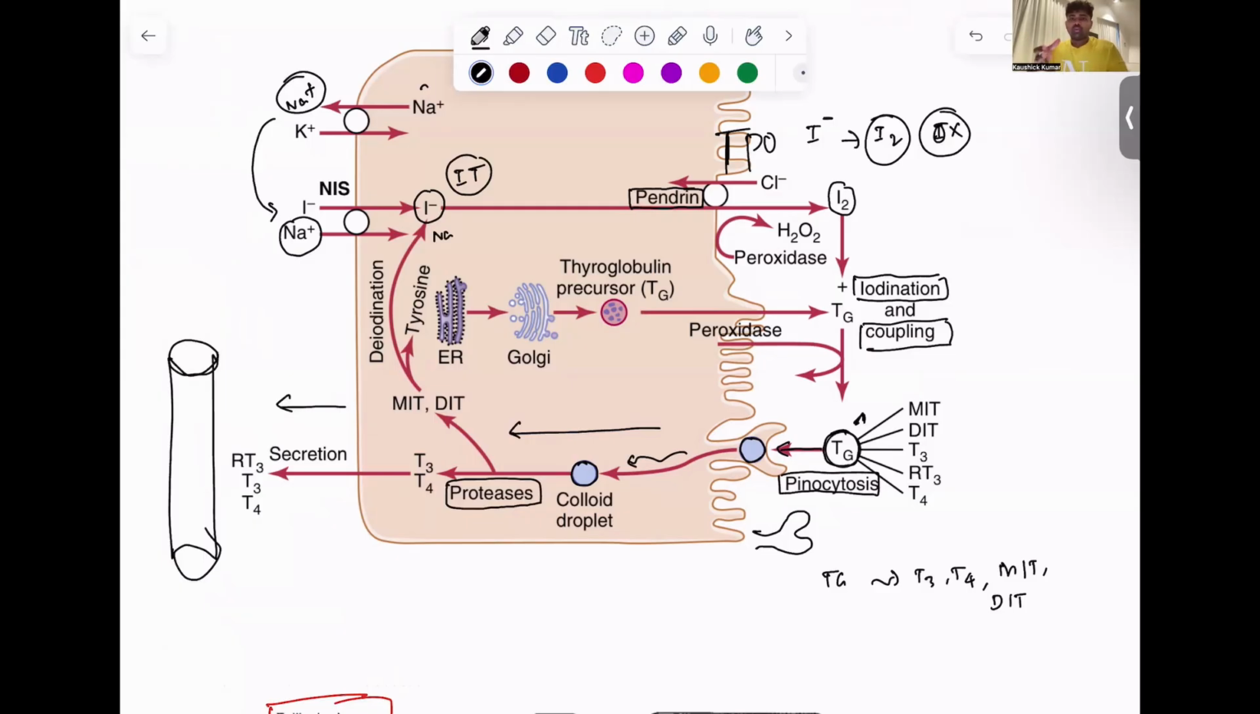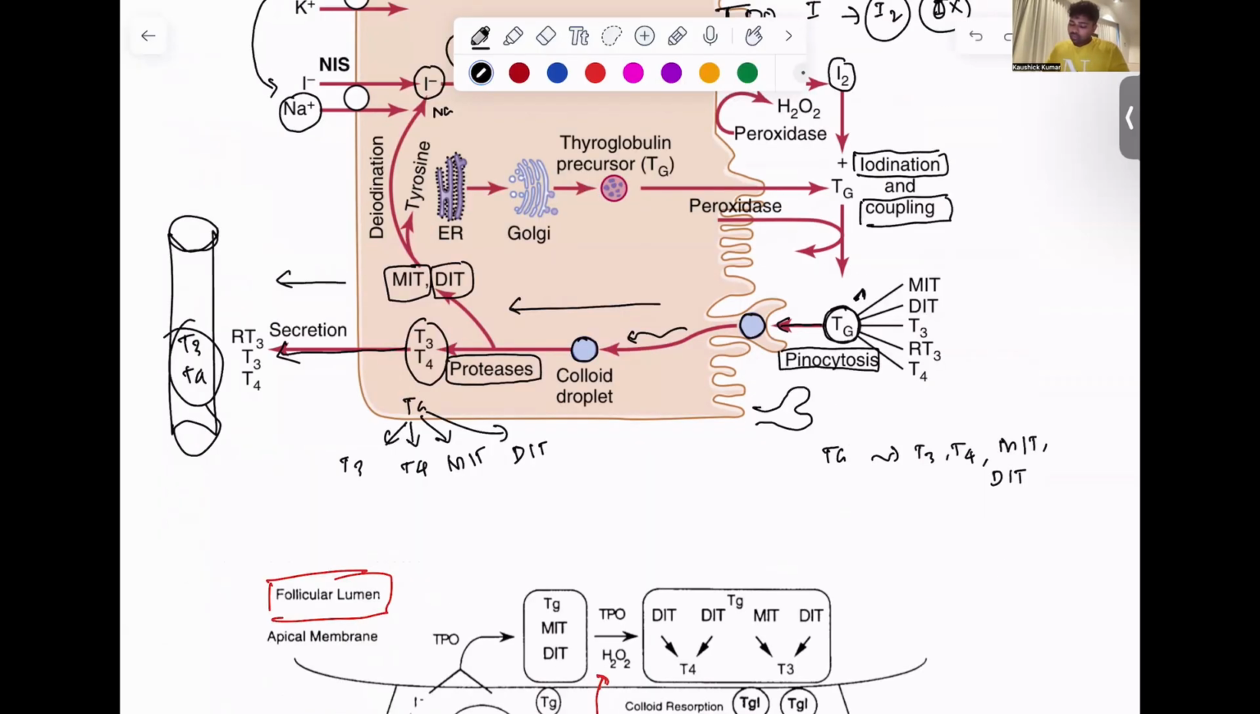So when you break down thyroglobulin, what will you get? You'll get T3, T4, MIT, and DIT, right? So T3 and T4 get across and enter your circulation, whereas MIT and DIT do not get into the circulation. So what does MIT mean? Tyrosine residue contains one iodine molecule. DIT means tyrosine residue contains two iodine, right?